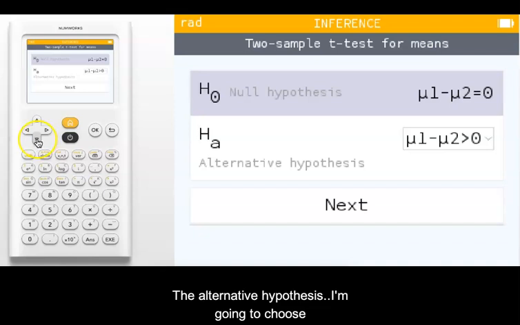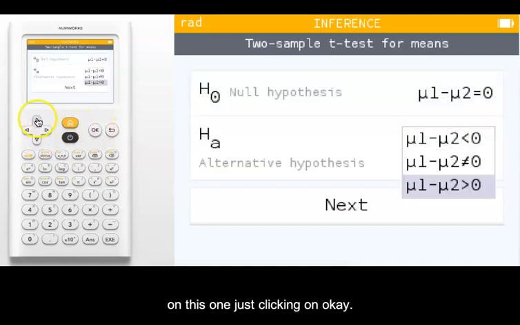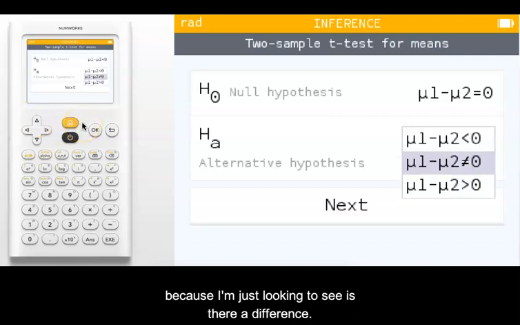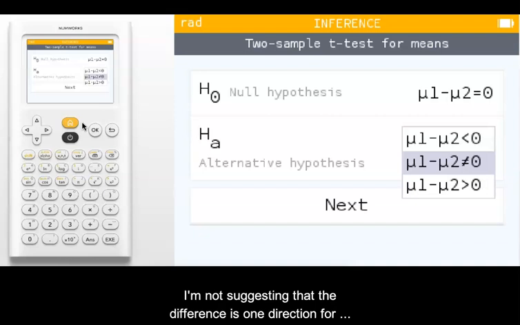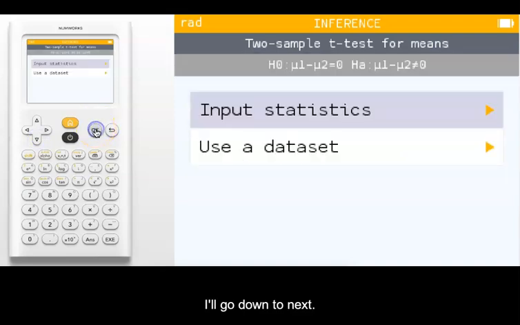The alternative hypothesis, I'm going to choose on this one, just clicking on OK, I'm going to choose the not equal to, because I'm just looking to see, is there a difference? I'm not suggesting that the difference is one direction or the other. So this will be a two-tailed test. I'll go down to Next.